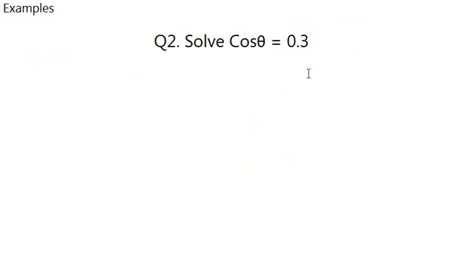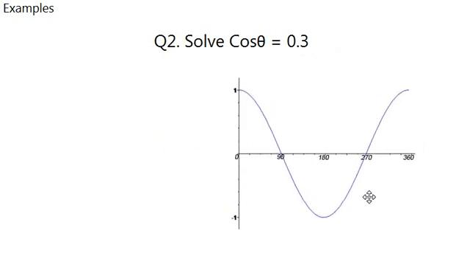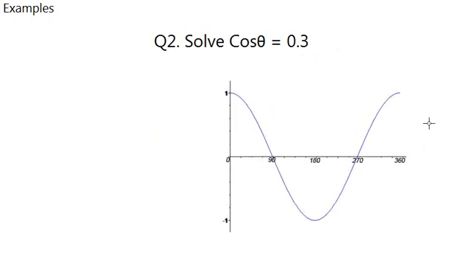So this is a similar question. Solve cosine theta equals 0.3. That is yet another question similar to sine, but we know that the cosine graph is different, and therefore here I have copied a graph for you to try. Just try it yourself and see if you get the correct answer.